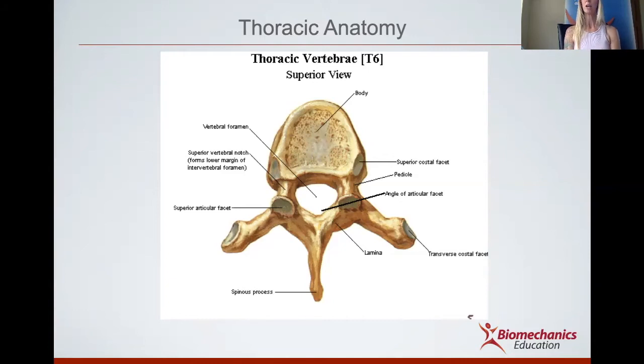So you can see where the ribs can affect movement through the thoracic spine potentially, or vice versa. We've still got a superior articular facet, but what you can see here is the angling is quite different to that of the lumbar vertebrae.